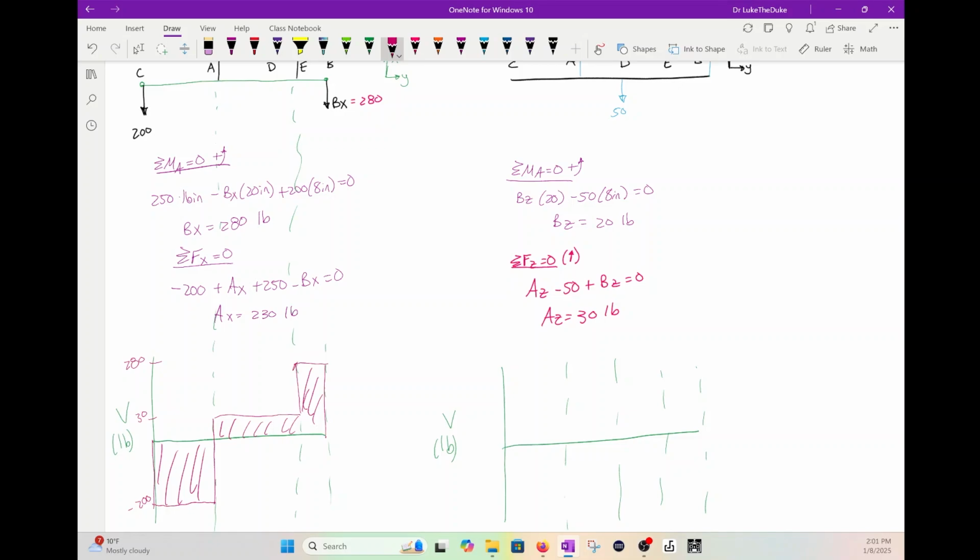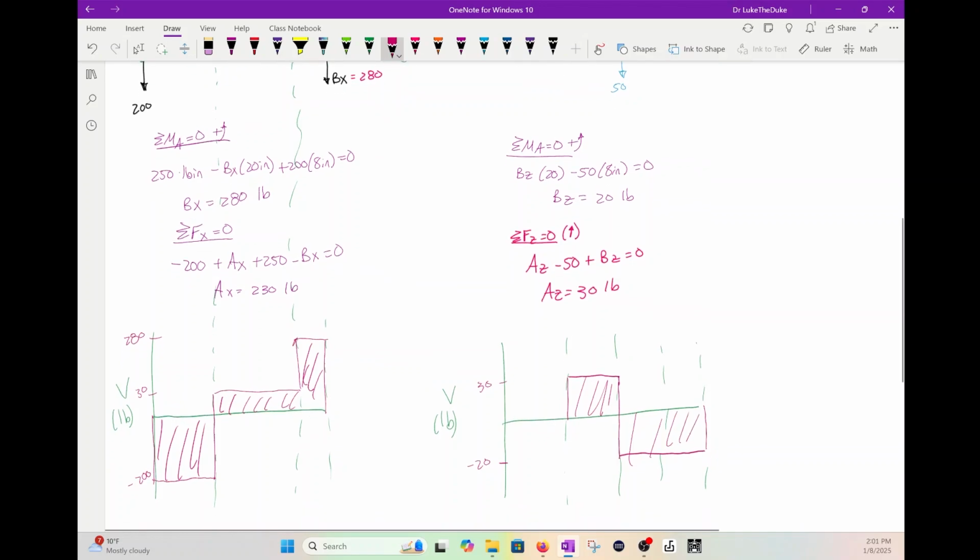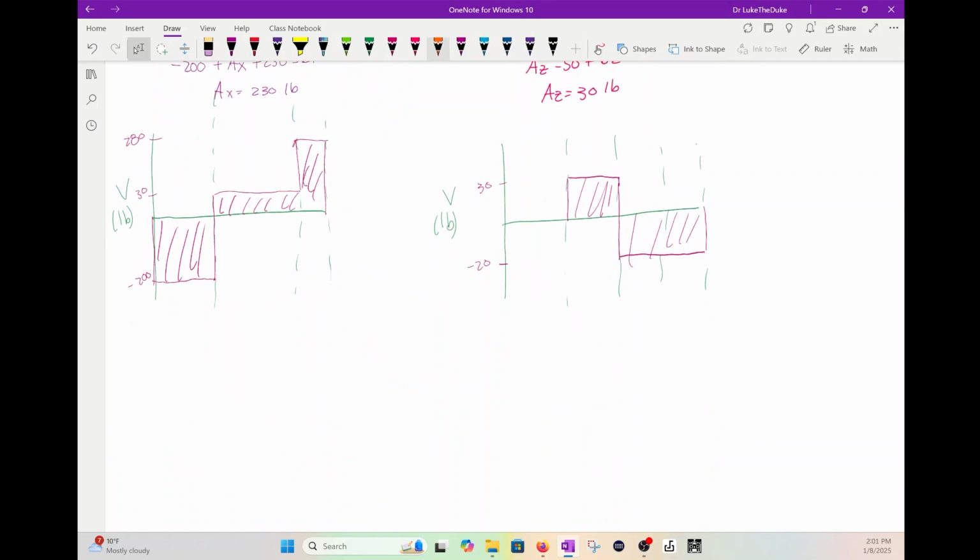Over here, it goes up at A, right? To 30. Goes over, goes down. Sorry, that's not linear. That's horizontal to negative 20. And then it goes all the way over and then up. And that's your shear over here. Cool. Keep going. Let's go ahead and do our moment.